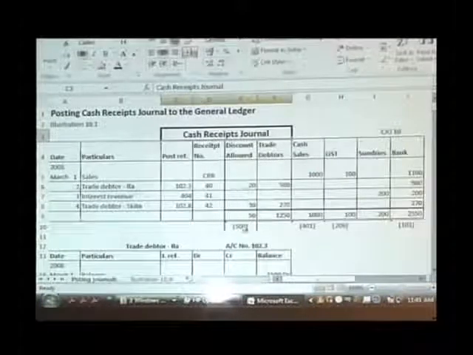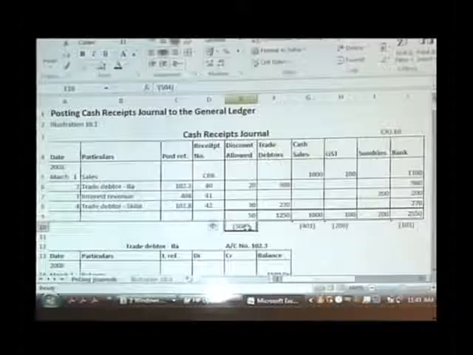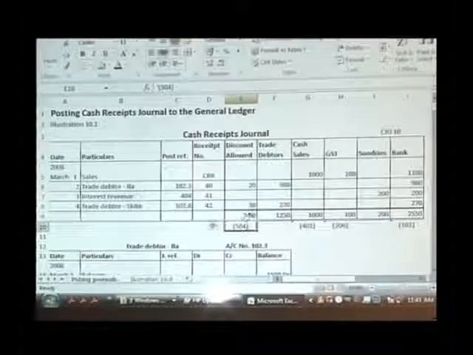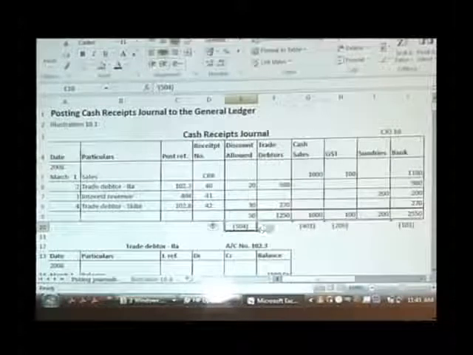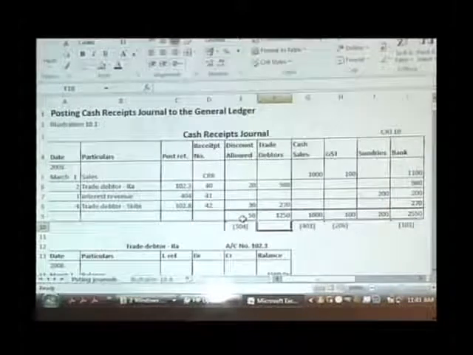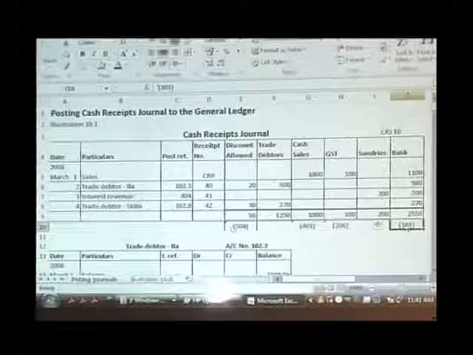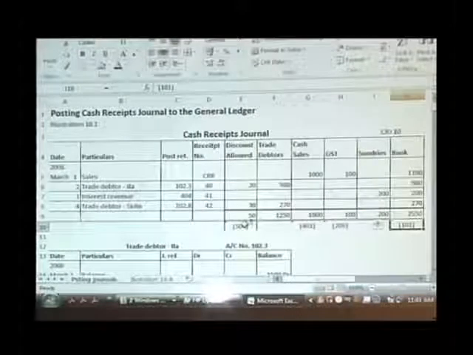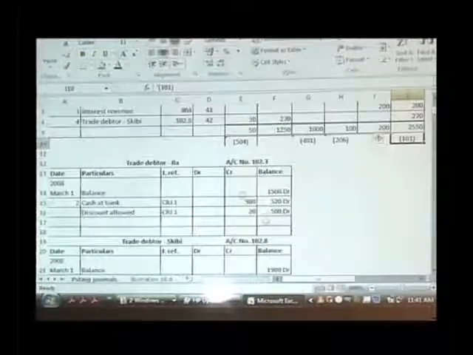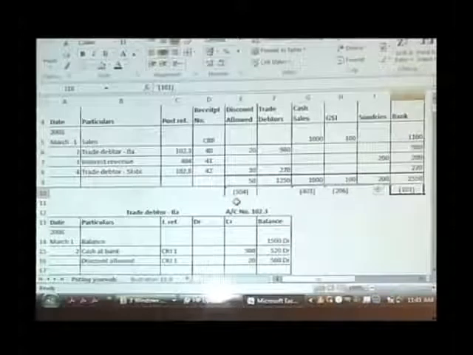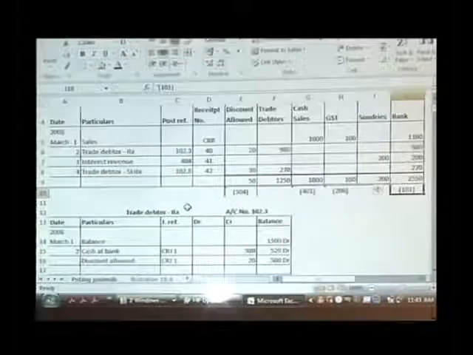And again, it is important for you to note, when you are posting totals, the account number is written here below the total column, below the total. So that's all. So this indicates that all the amounts have been posted to the general ledger.